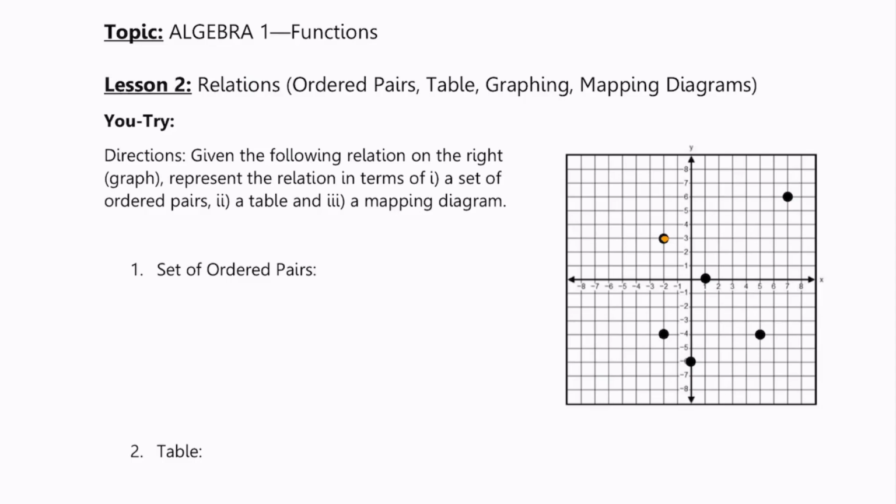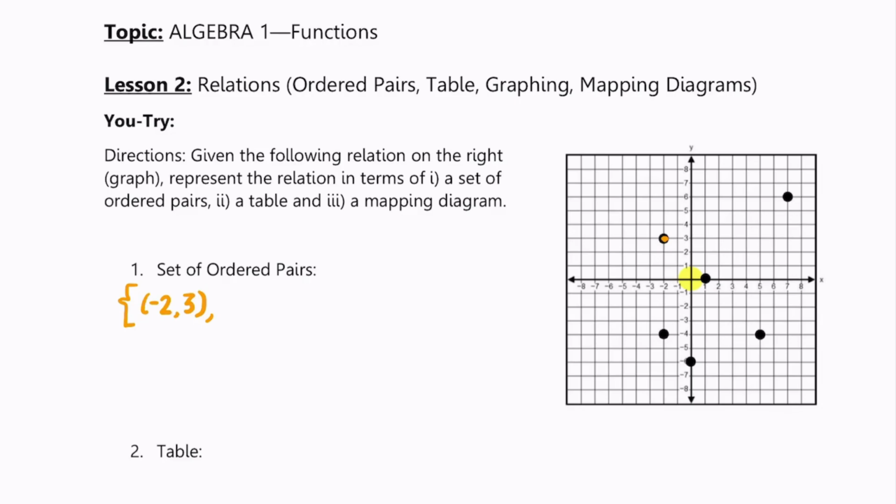So that's our first one. So remember, we start at the origin, 0, 0, and to plot that point that I have in orange, I'm going to travel left 2 and up 3. So that's going to be the ordered pair -2, 3. Now, because I'm giving you a set of ordered pairs, I'm going to separate it with a comma, and I'm going to use that set notation with that big bracket.